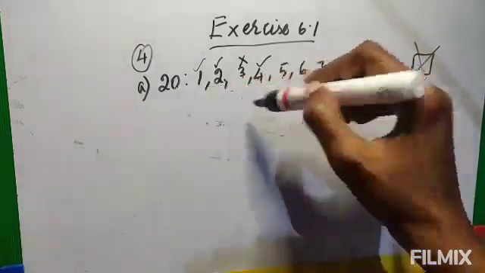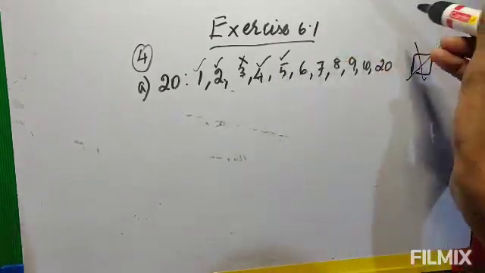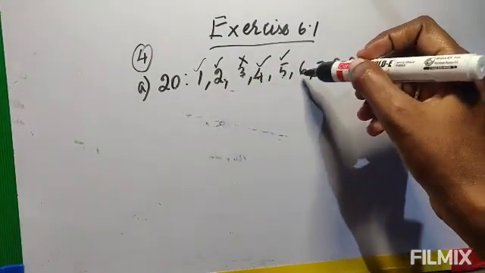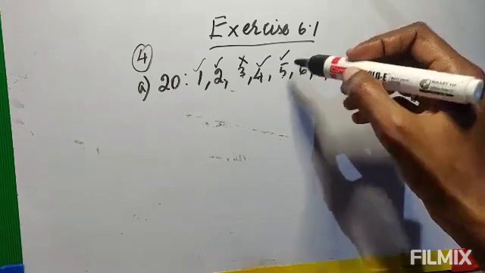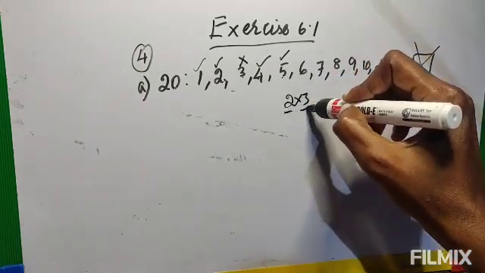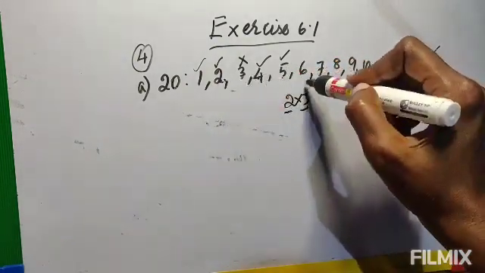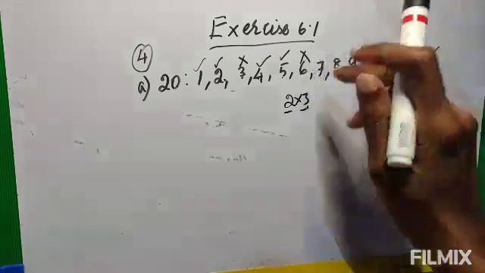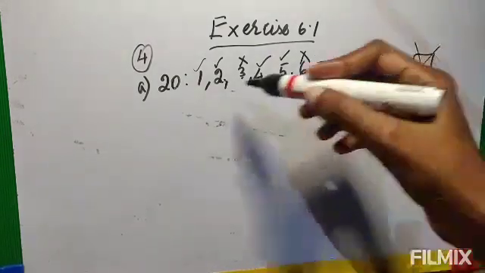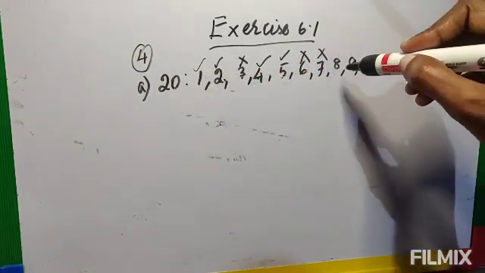Again 5 4s are 20, so 20 comes in the 5 table. So this is a factor. Again 6. In the 6 table 20 doesn't come. Otherwise, 6 is what? 2 3s are 6. If 2 and 3 are factors, 6 also is a factor. But 2 is a factor, 3 is not a factor, so 6 cannot be a factor. Again 7. 7 is an odd number, so you have to find out from the table only. But 20 doesn't come in the 7 table, so 7 is not a factor.